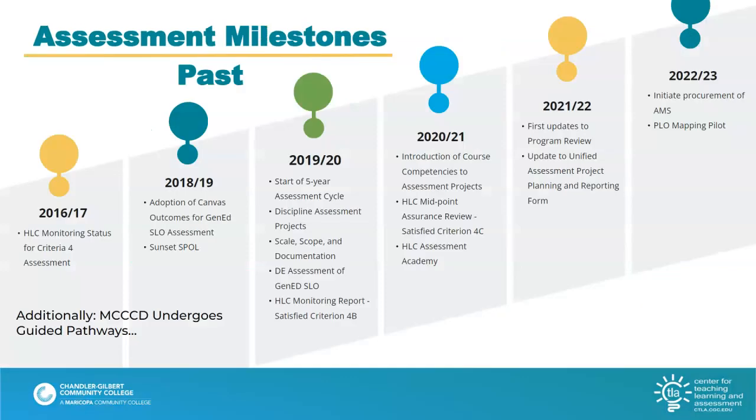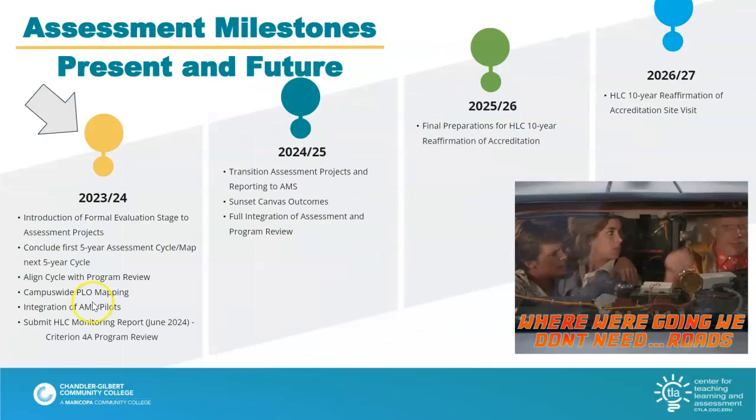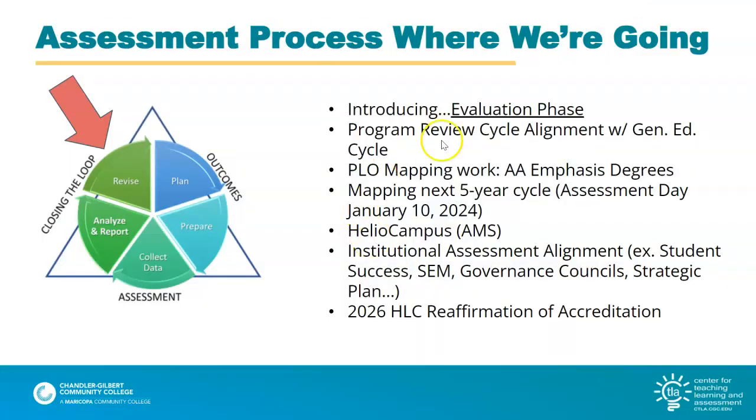Another view is to look at it over a timeline. And one of the things that is just laid over this timeline is that additionally, in the early years of this timeline, Maricopa Community Colleges underwent guided pathways. And that's important when we talk about program learning outcomes, which we will do in a couple of minutes. This is where we are in the 23-24 academic year, and this is where we're going. And just again, this work needs to occur prior to our five-year cycle mapping on assessment day in January 2024.